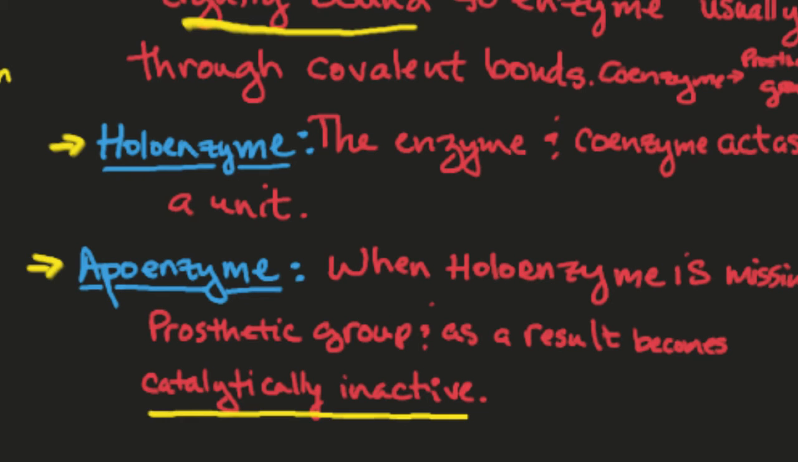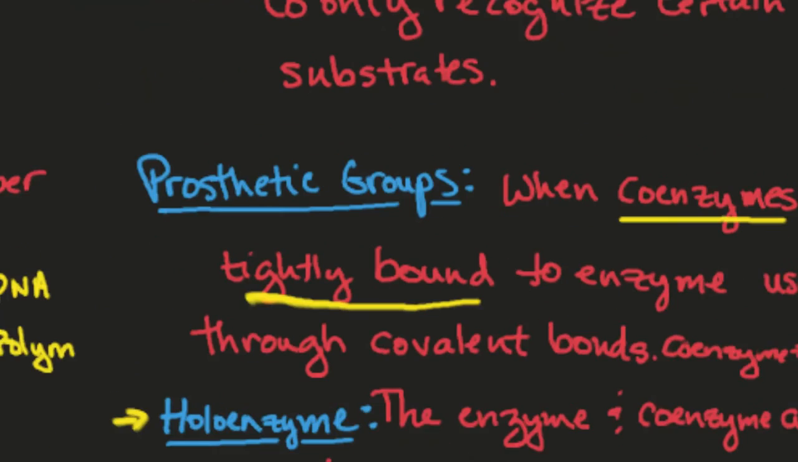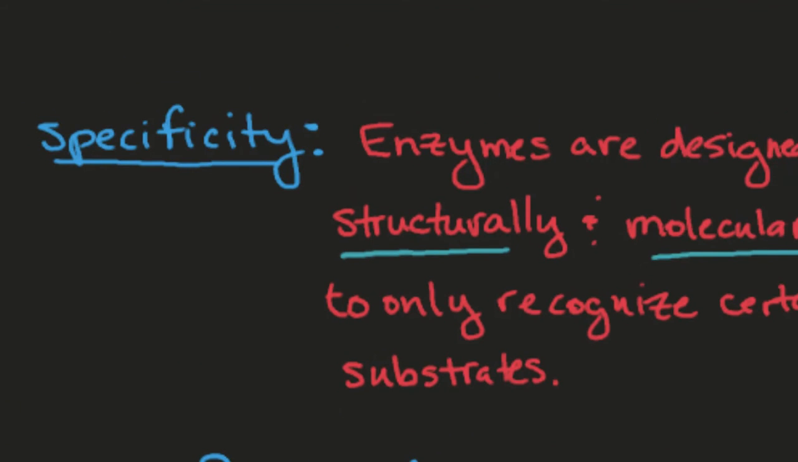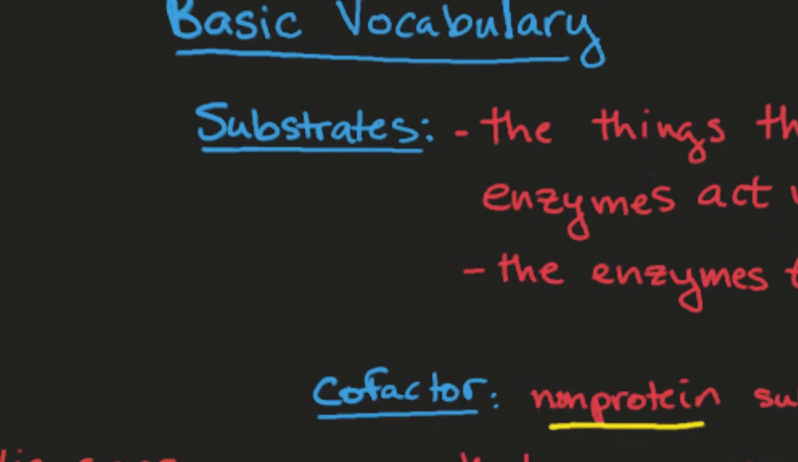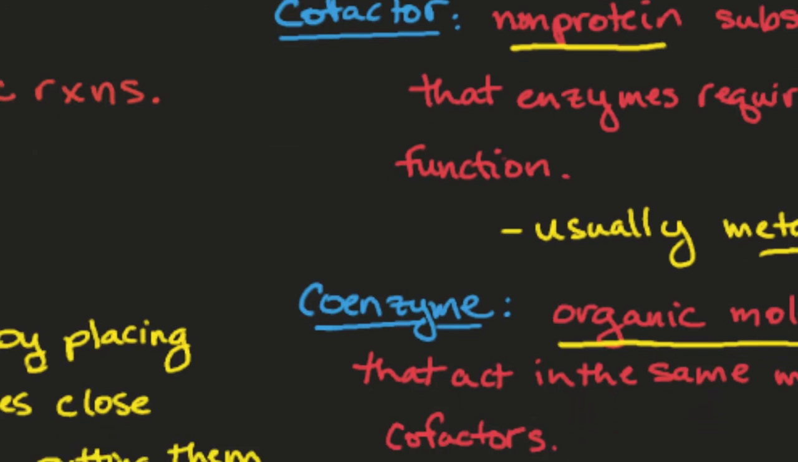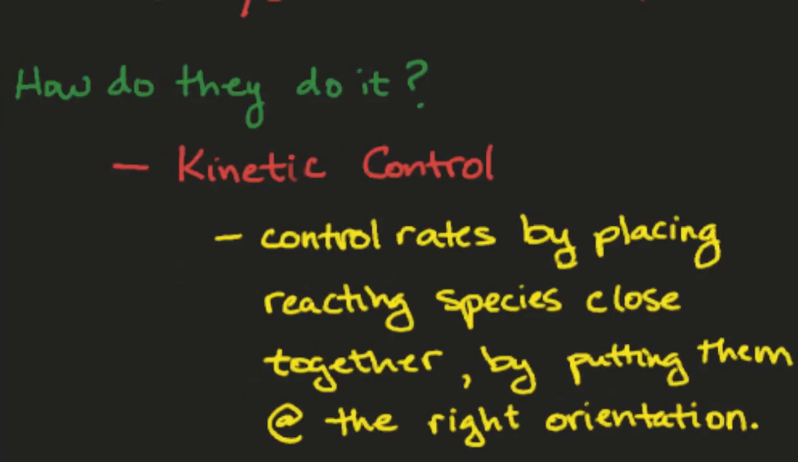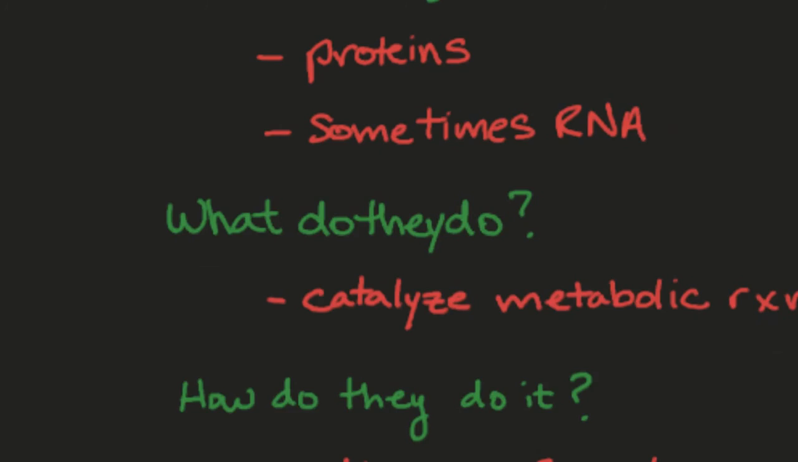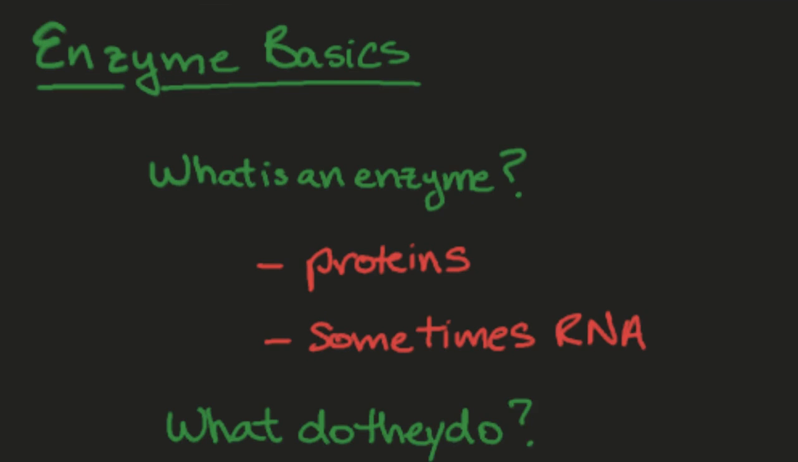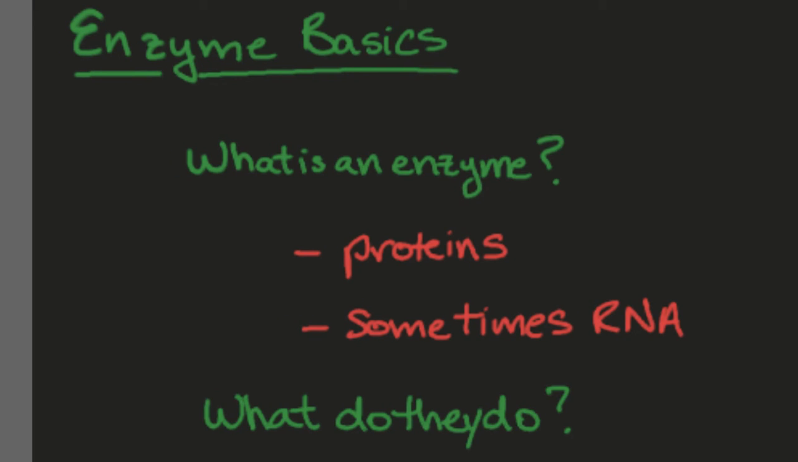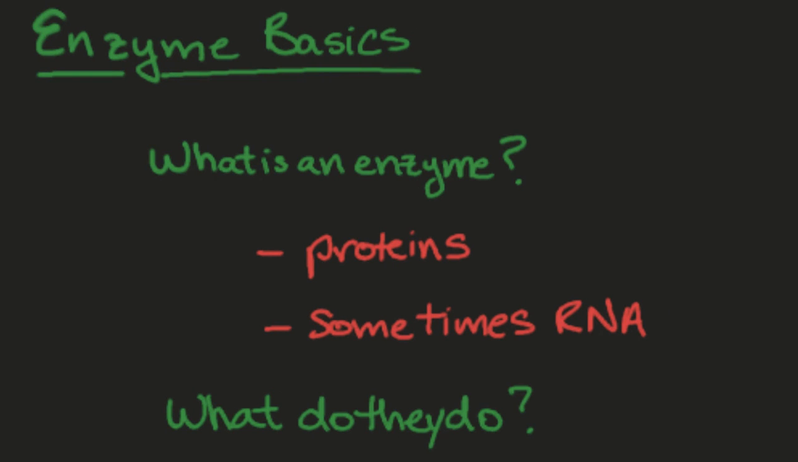All right, and these are just some basic terms that you should be familiar with if we're going to discuss kinetics, cooperativity, what else do we have? Inhibition. All these things have to do with enzymes. So this is laying down your foundation. You should check out the next video, which is going to be basic kinetics, Michaelis-Menten kinetics of enzymes.